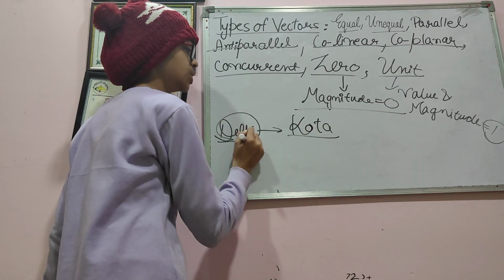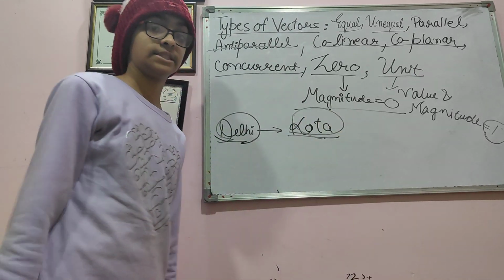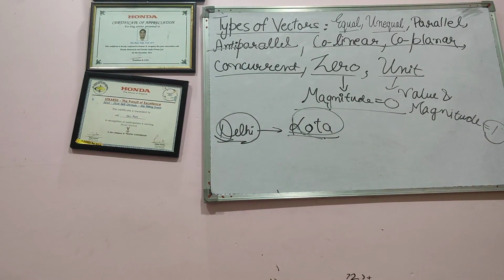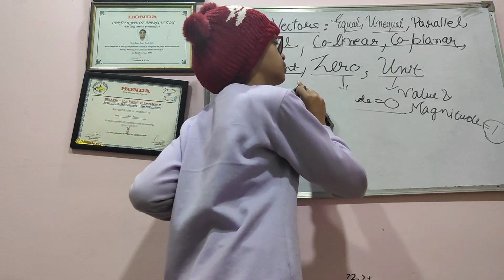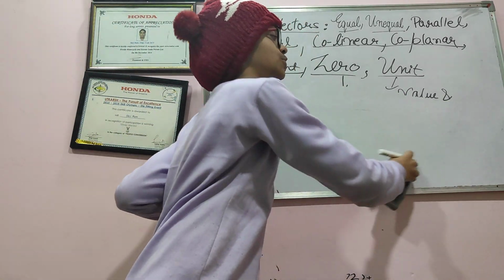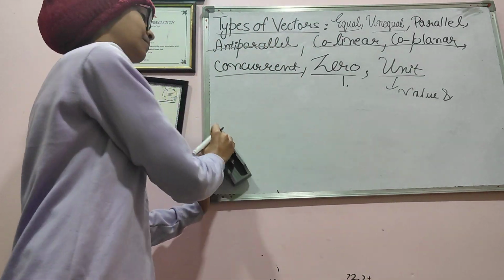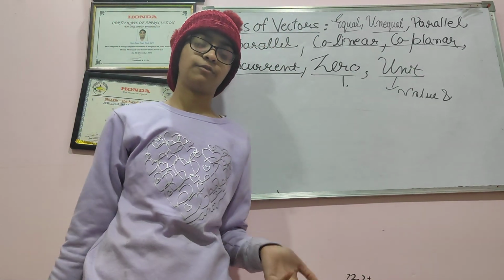I go from Delhi to Kota. So it is an example of what? Unit vector. Next we will learn the most important thing and the most fun part for me also, and I hope it will be fun for you.